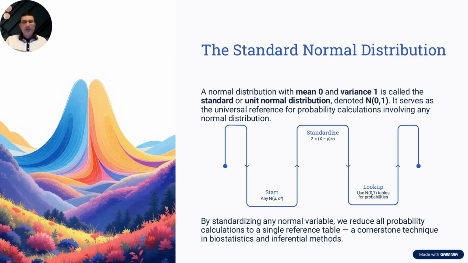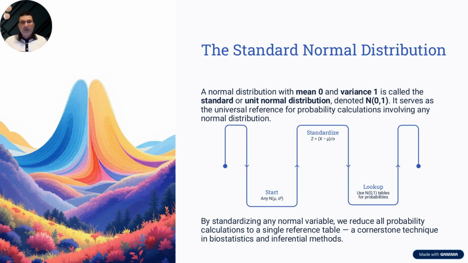All right, now let's focus on a very special case: the standard normal distribution, which we write as N(0,1). This one is incredibly important because it gives us a common reference point. The nice thing is, no matter what normal distribution you start with, you can convert it into the standard normal using this transformation: Z equals (x minus mu) divided by sigma. We call this standardizing.